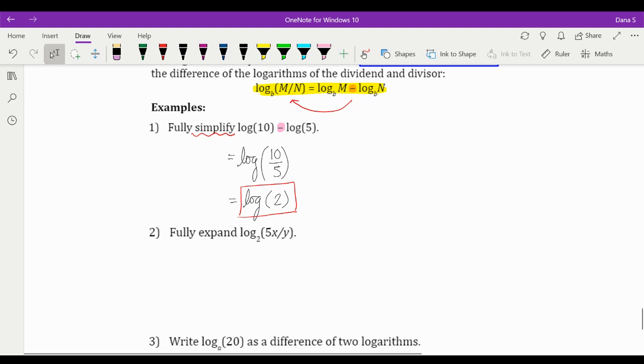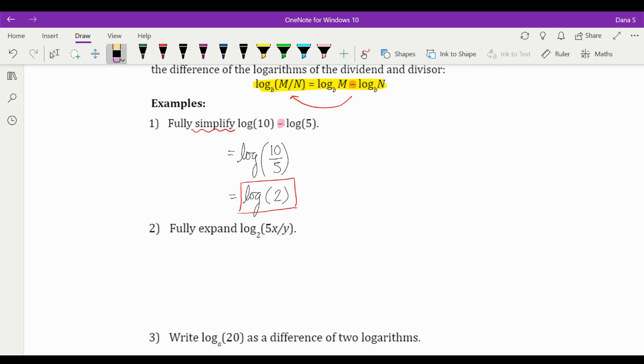For the next problem, we're actually going to have to use both the product law of logarithms and the quotient law of logarithms. You'll see why in just a moment. So we're asked to fully expand. That means each argument should be a single value or a single variable. So let's have a look. Let's first notice that we definitely have a numerator and a denominator. So let's use our quotient law to expand.